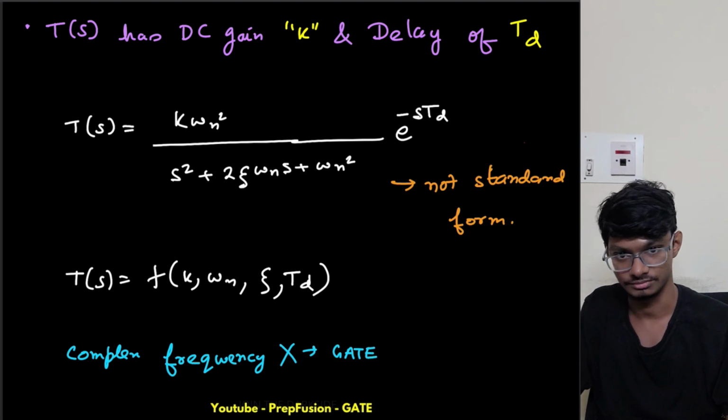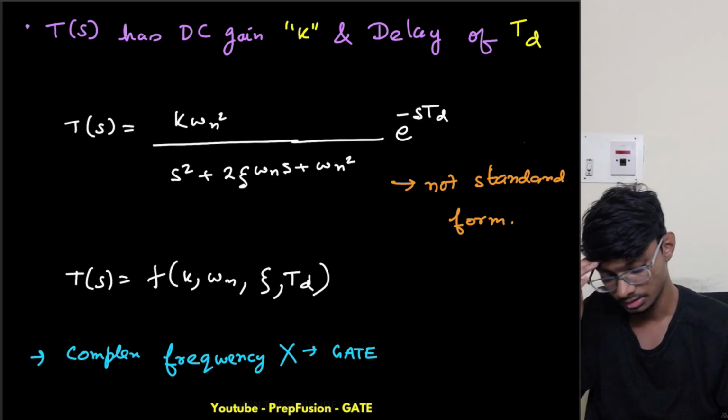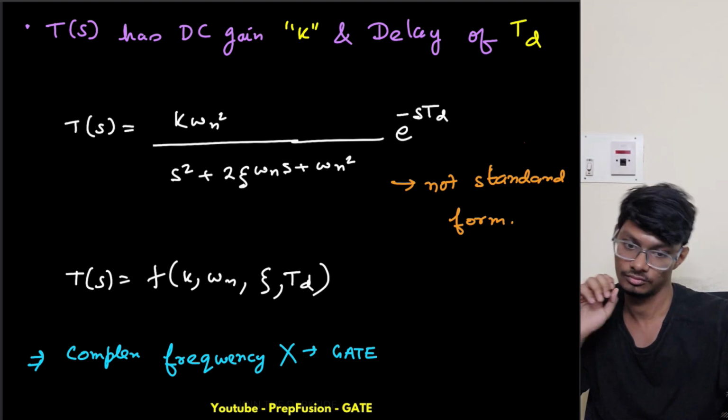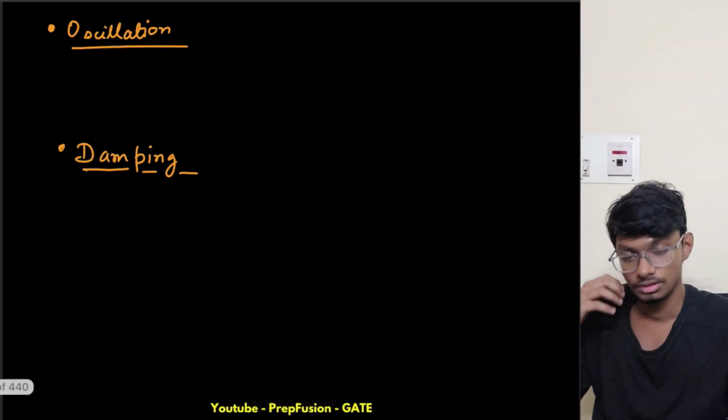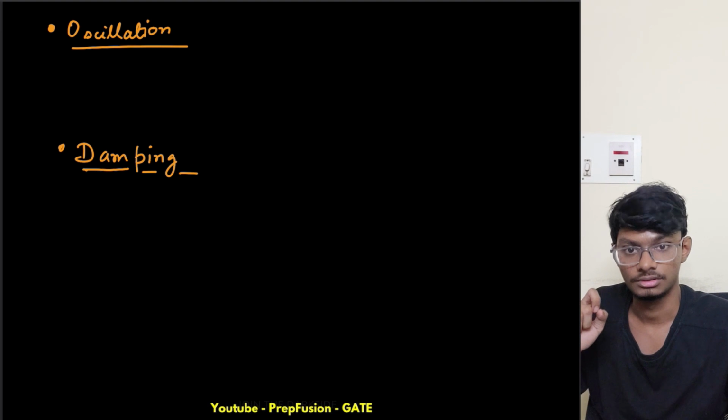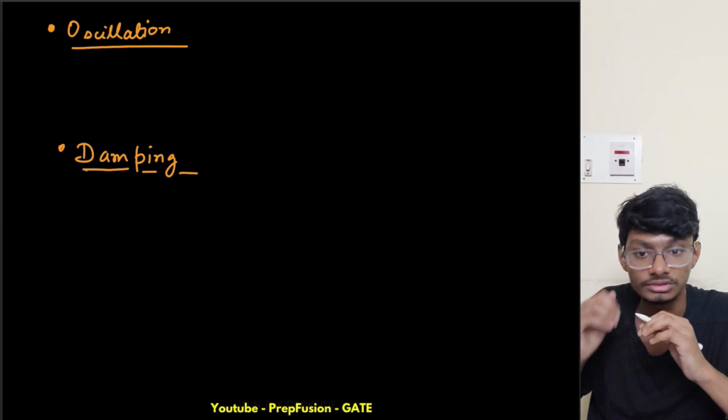At least in control system. In other subjects it may be important, but at least in control system we don't know. So now let's come to the oscillations part. I was plotting the responses and I saw a few oscillations, but what do oscillations mean?